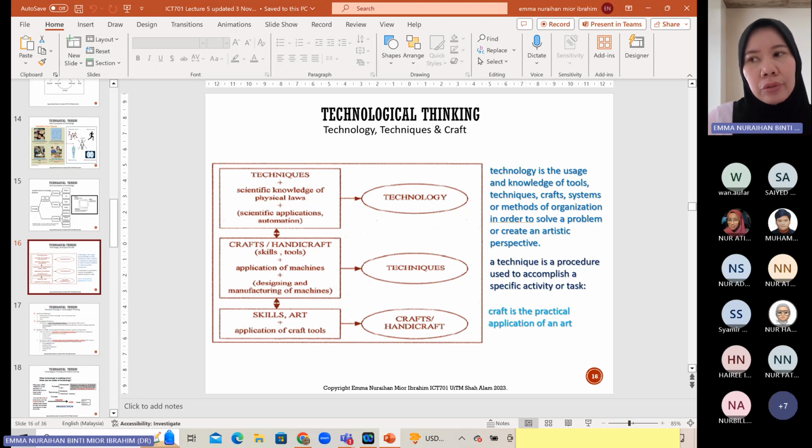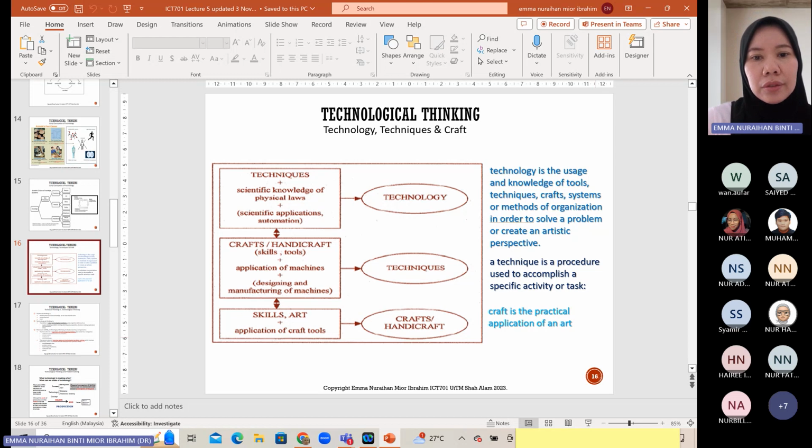So people are looking into various ways on how to mass produce. Okay, asalnya daripada craft. Labu sayung also craft. Ya, tapi guna mesin untuk produce mass production. Of course the quality tu tak samalah. Apa lagi? Okay, so itu contoh lah ya. Craft is the practical application of an art. Okay, so technique is a combination of scientific knowledge, physical law, and also the application. So automation. So you ada craft. Okay, macam mana you nak mass produce? Guna apa? Teknik apa? Mesin apa? Okay.